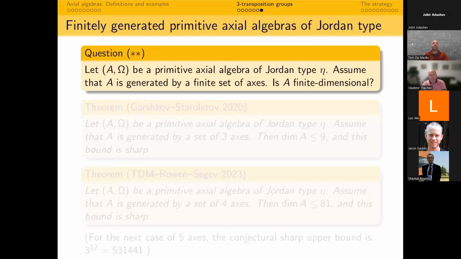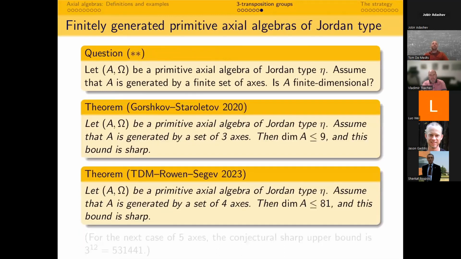Right, so here's our question again. Let me focus on what's known so far. The important thing here is, first of all, the result of Gorshkov and Staroletov from a couple of years ago, where they have a paper dealing specifically with three-generated primitive axial algebras, and they go into substantial detail. They do lots of computations. They really try to give a complete classification, and in particular, they get that the dimension of such an algebra is at most 9.